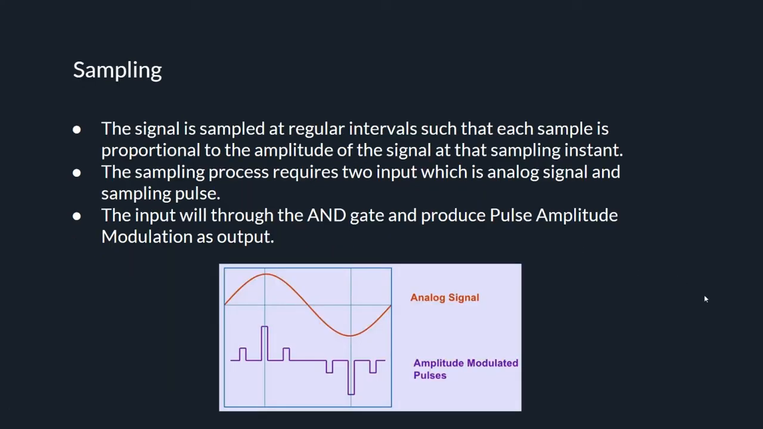For the sampling, the signal is sampled at regular intervals such that each sample is proportional to the amplitude of the signal at the sampling instant. The sampling process requires two inputs, which are the analog signal and the sampling pulse. The inputs go through the AND gate and produce pulse amplitude modulation as output.